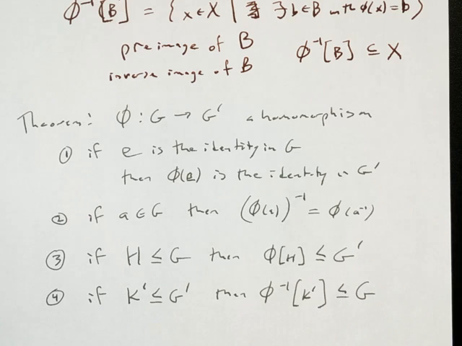Which means what we did is we preserved the identity. The homomorphism must map the identity to the identity. It preserves inverses. It must map the inverse to the inverse. And it preserves subgroup structures, both moving forwards and backwards. If you've got a subgroup on the left, you have to have a corresponding subgroup on the right. If you've got a subgroup on the right, you have to have a corresponding subgroup on the left. They have to match up structurally.